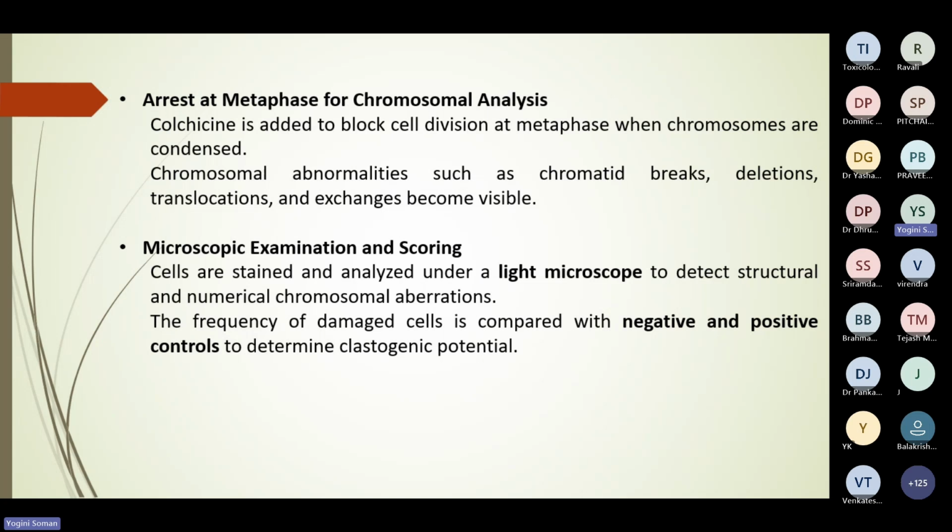The frequency of the damaged cells is compared with the negative and the positive controls to determine the clastogenic potential. So you should include the vehicle control and positive controls in the assay. Then only you can analyze. Then only you can determine the clastogenic potential.